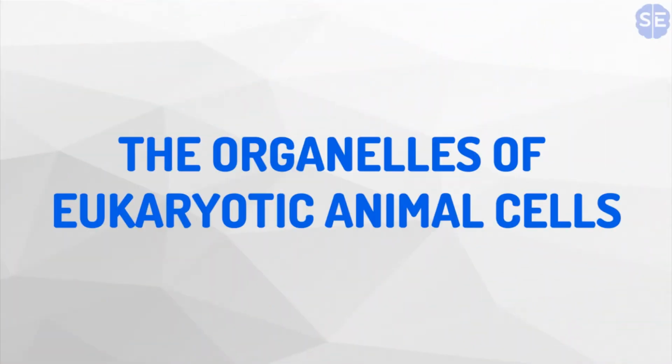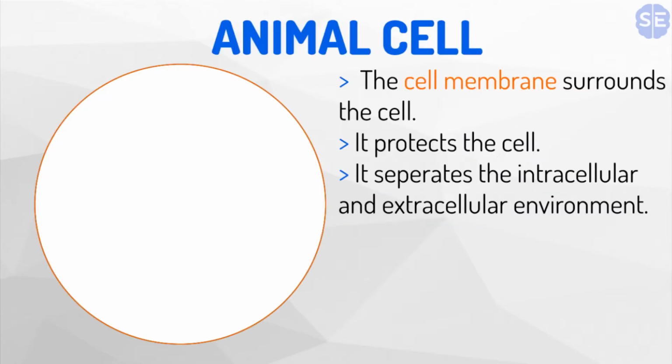Hello, in this video I'll be explaining the organelles of animal eukaryotic cells. The cell membrane surrounds the cell. It acts as a barrier to protect the cell and separates the intracellular and extracellular environment. The membrane is composed predominantly of phospholipids and proteins, allowing the cell to adjust the membrane rigidity and regulate what comes into and out of the cell.